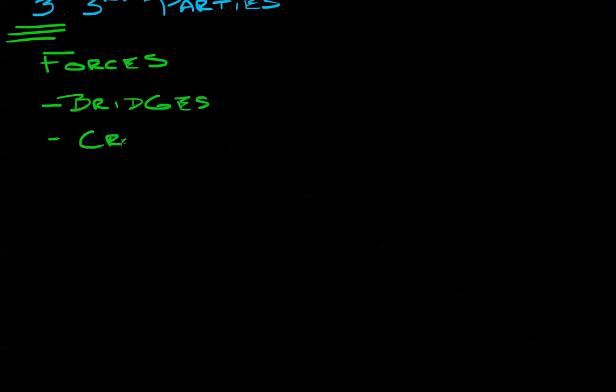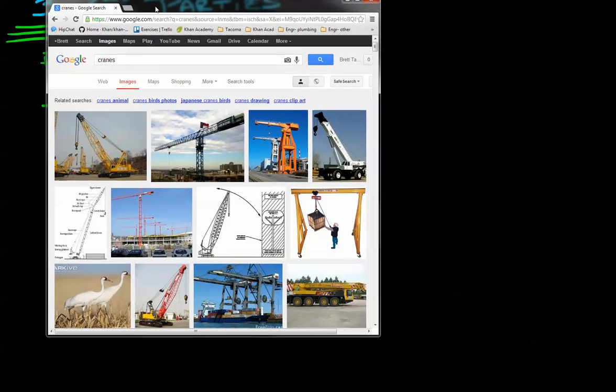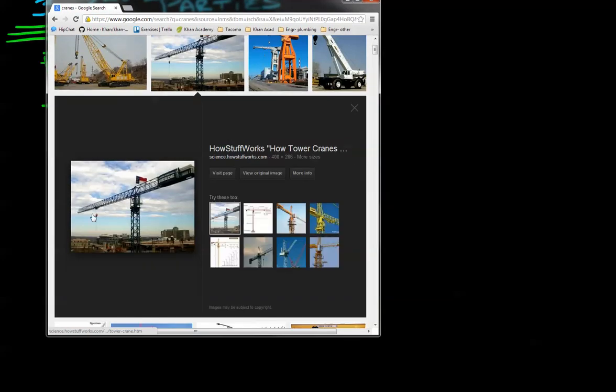Next thing are cranes. These are just absolutely remarkable contraptions. I did a search on that as well, so you can see a bunch of cranes. Let's look at this one. You have this crane right here, and it's holding up a load all the way over here. Why doesn't it fall down? How much load can it carry? How does the operator know that the thing's not going to fall down? And how do they make it so this thing pivots?